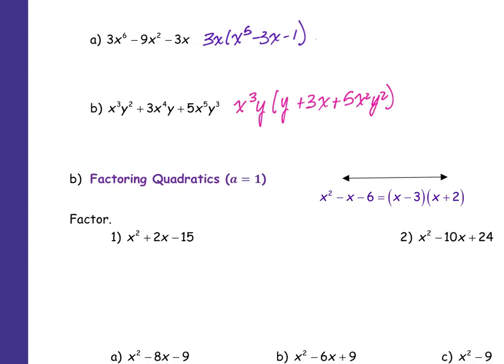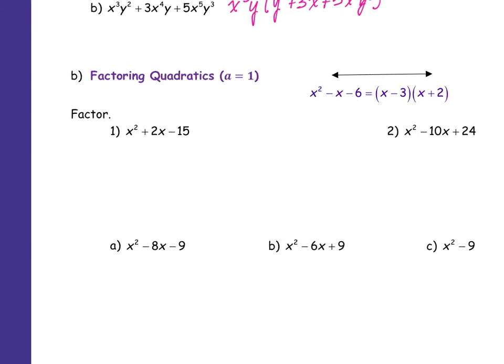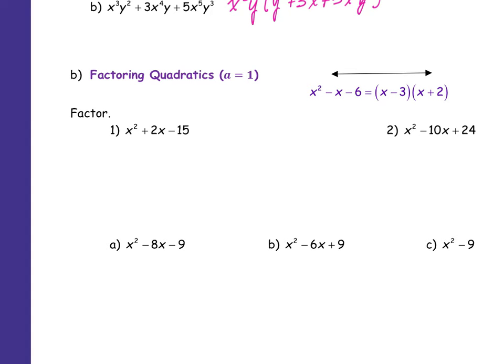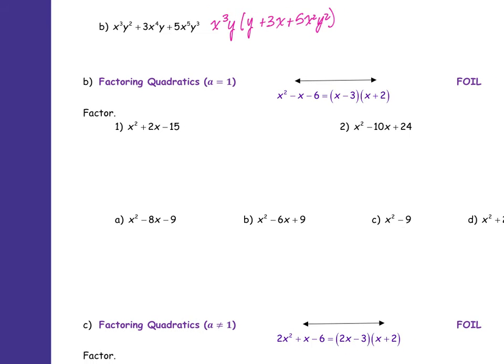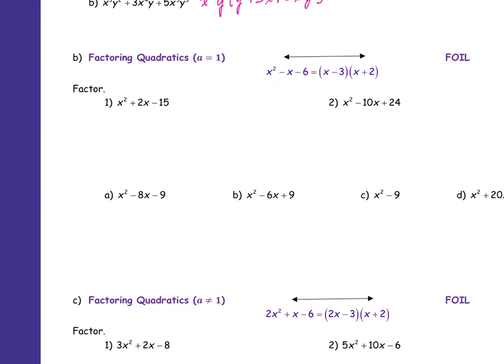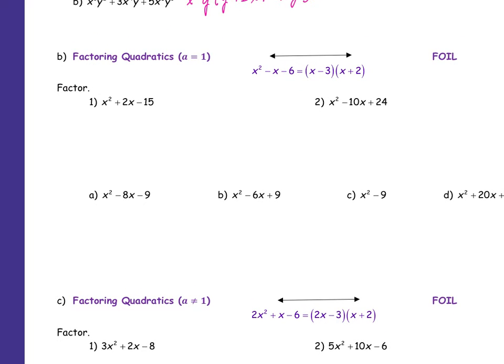Good. Okay. So the next type of factoring we're going to go over is factoring quadratics when a equals 1, right? So we're going to make it a little easier at first. The way I think about it, I need two numbers that multiply to be negative 15 and add to be 2. So that should be 5 and negative 3. So it should factor to x plus 5 and x minus 3. Done. You guys remember how to do that? Anybody not remember how to do that?